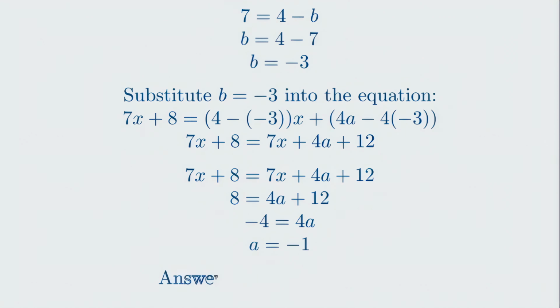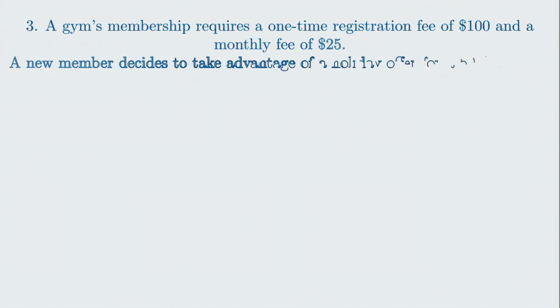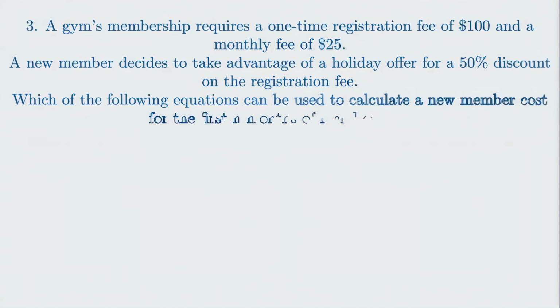So, our final answer is a equals 1 and b equals 3, which is option B. Next up, we have a word problem involving an equation. The problem describes a gym membership with a one-time fee and a monthly fee, including a discount offer. The goal is to build an equation for the total cost, C, over n months.